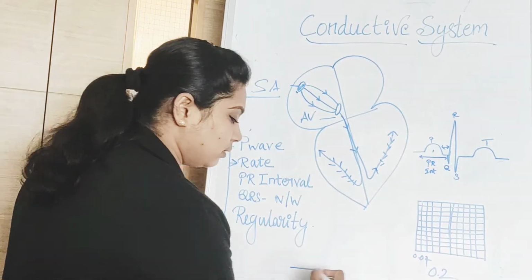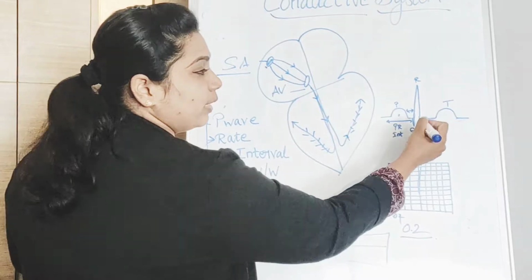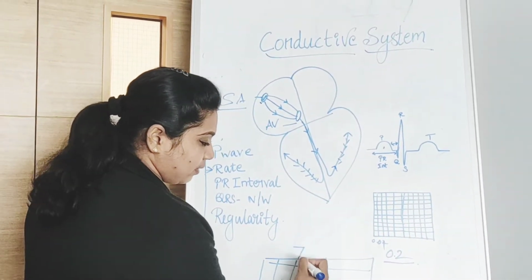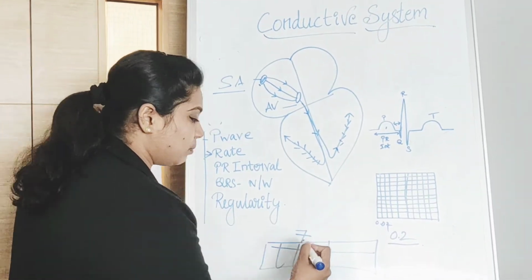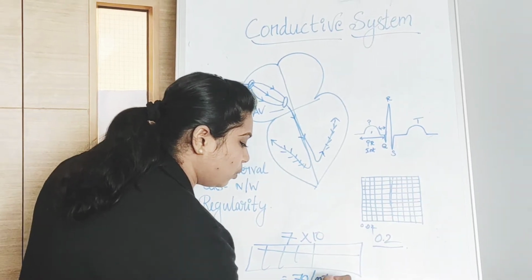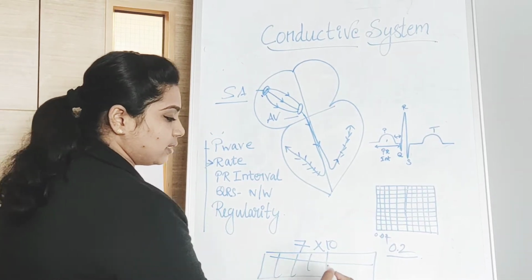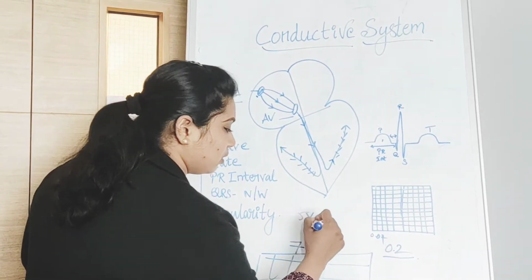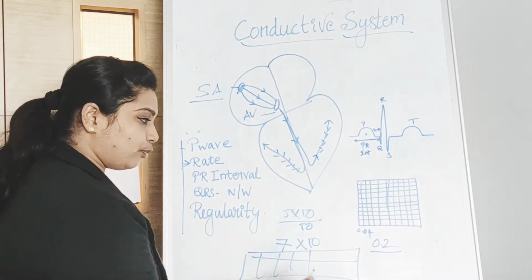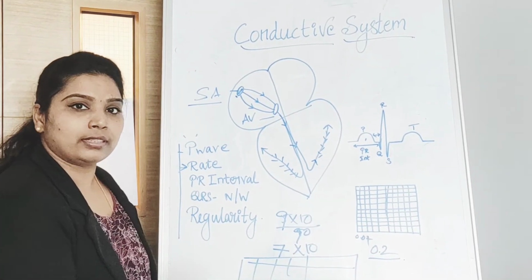If you are having 30 boxes, then just count how many beats are there in these 30 boxes. For example, in 30 boxes you are seeing 7 beats, it means 7 multiplied by 10, so 70 beats per minute. This is how you will count the rate. In continuous 30 boxes, if you can see only 5 beats, then it means 50, that is bradycardia. And if you are seeing 9 beats, 9 into 10 is 90.